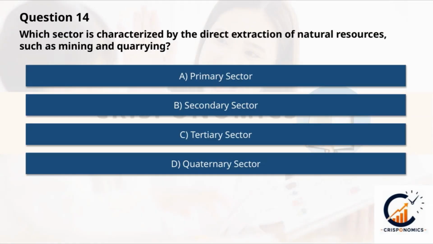Let's look at the four main economic sectors, from primary to quaternary. The question here asks which sector involves directly extracting natural resources, things like mining and quarrying. That's the primary sector. It's all about getting raw materials straight from the earth. The secondary sector processes those materials, the tertiary sector offers services, and the quaternary sector focuses on knowledge and information. Understanding these sectors helps us see how economies are structured and how they evolve over time.